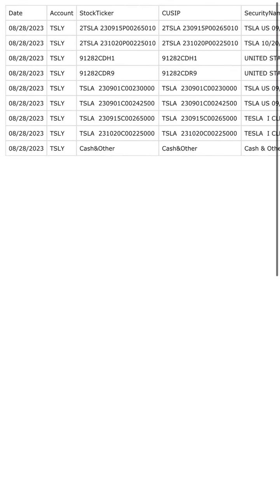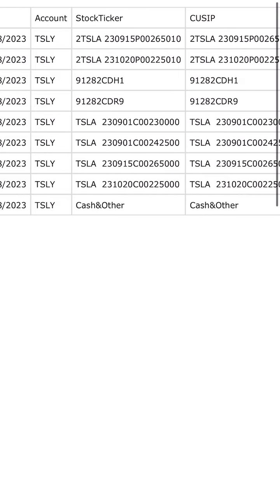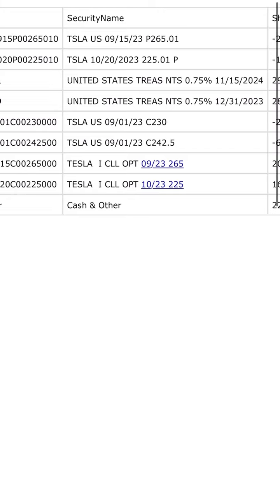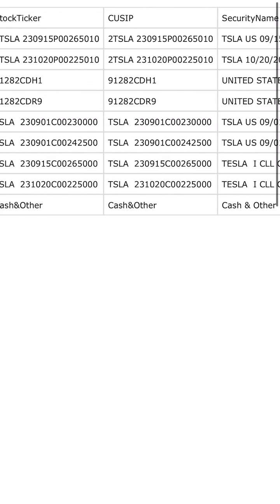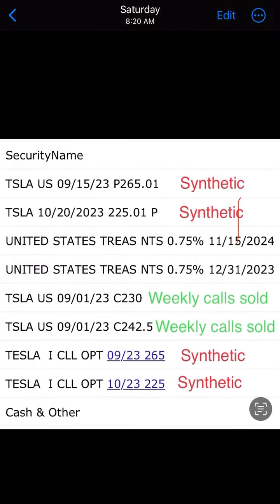So if I click here, it's simple, right? It's the current date and all the holdings associated with each security. I made a little photo of these holdings just to show you.